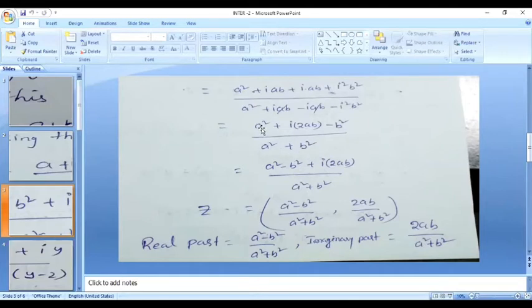Now here a square minus b square is the real part. That's why you write here a square minus b square, next to i is 2ab, by a square plus b square. In this, z equals a square minus b square by a square plus b square. This is the real part. The term next to i is nothing but the imaginary part, that is 2ab by a square plus b square. This is the imaginary part. Therefore, the real part value is (a square minus b square) by (a square plus b square), and the imaginary part value is 2ab by (a square plus b square).